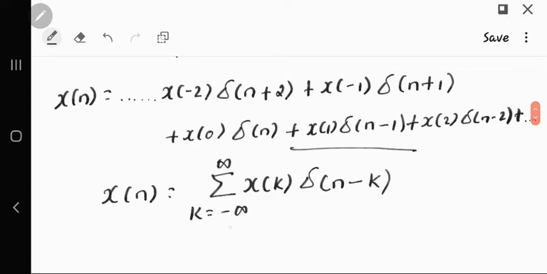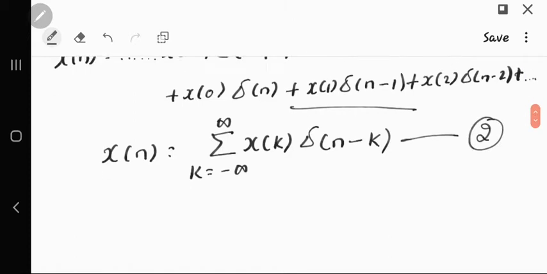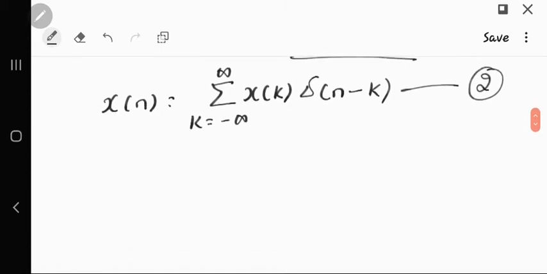Now if you apply the values for k from minus infinity to plus infinity, this is what the equation will look like. Now give an equation number for this, equation number 2. Okay. Now just going to the basics, consider this box as a system with the system operator h.